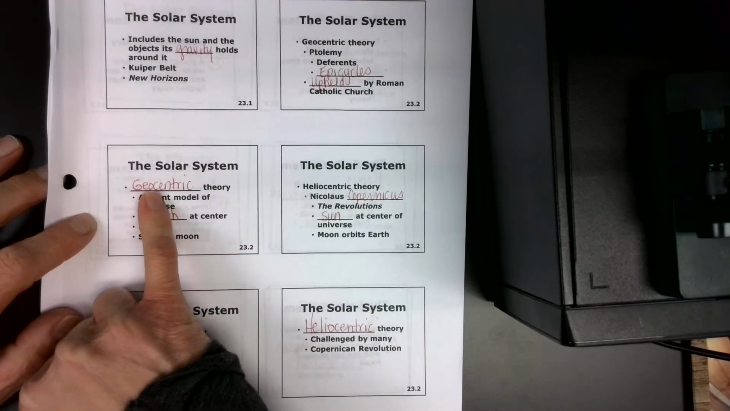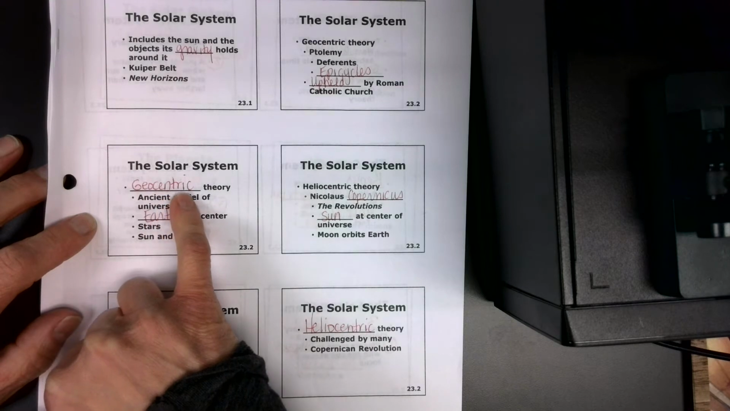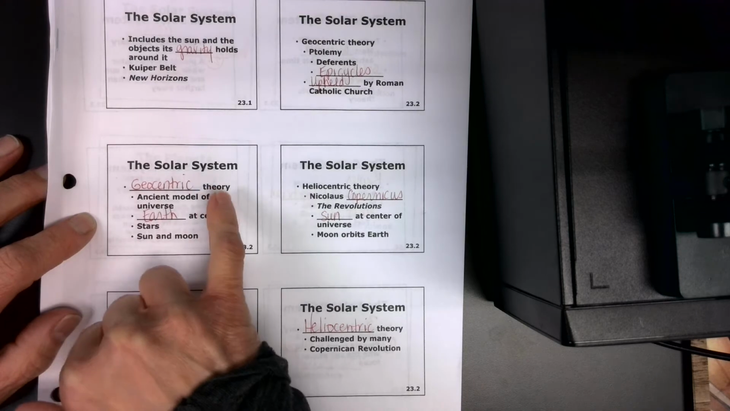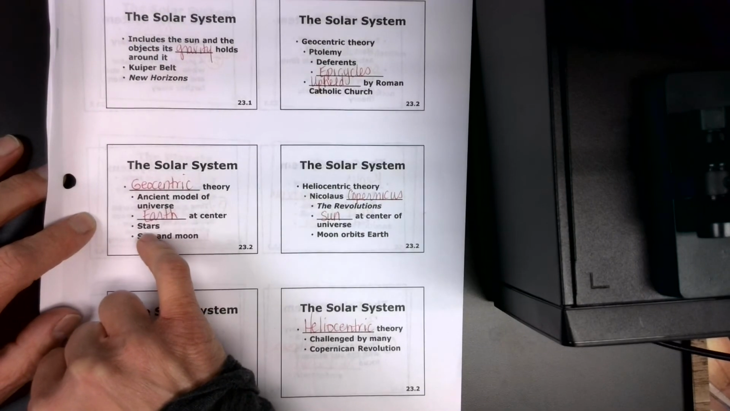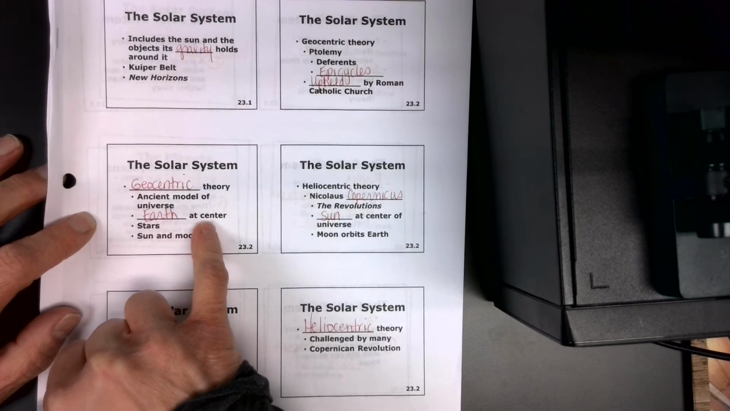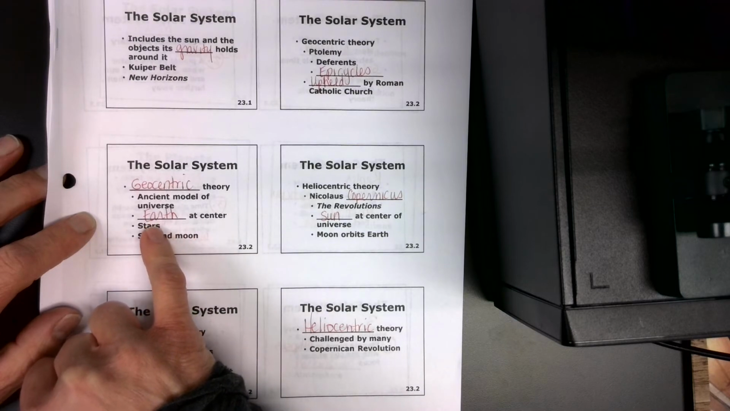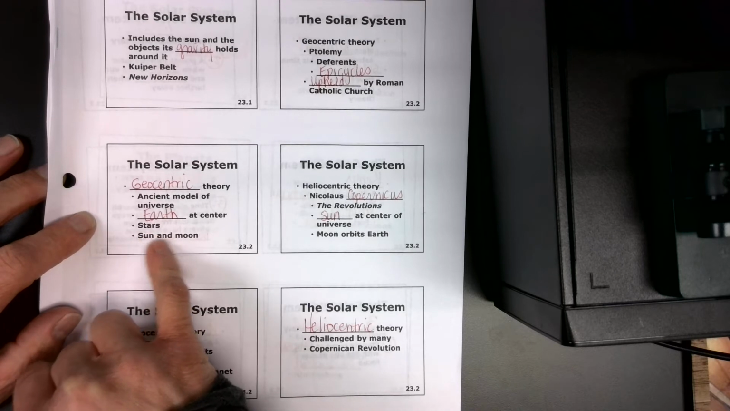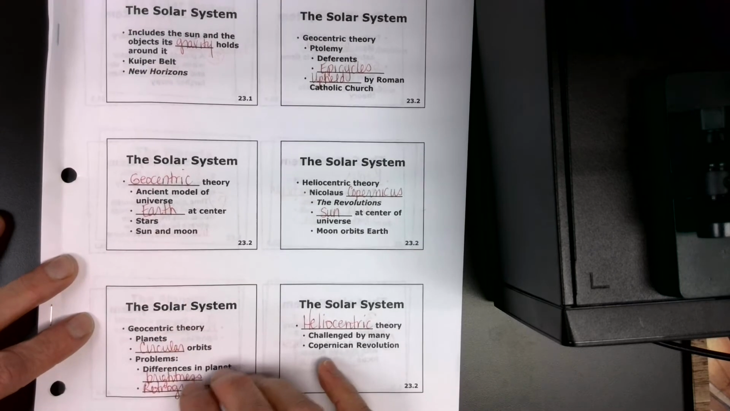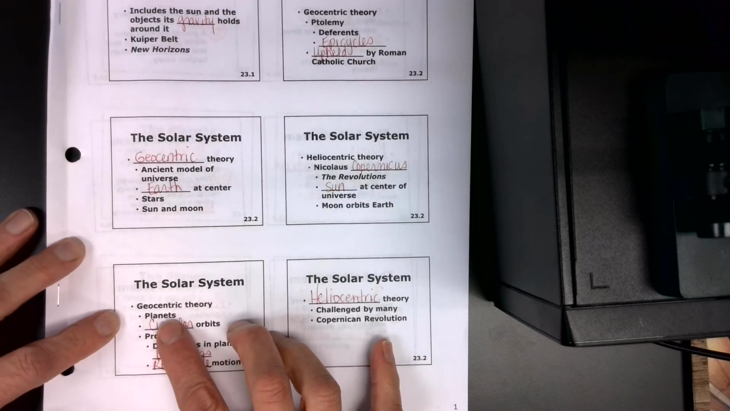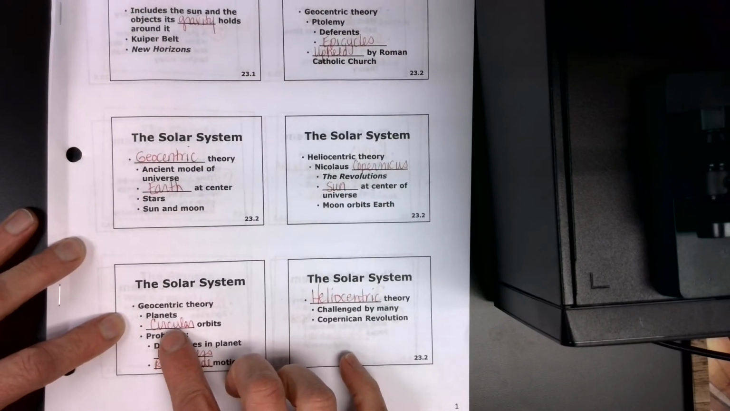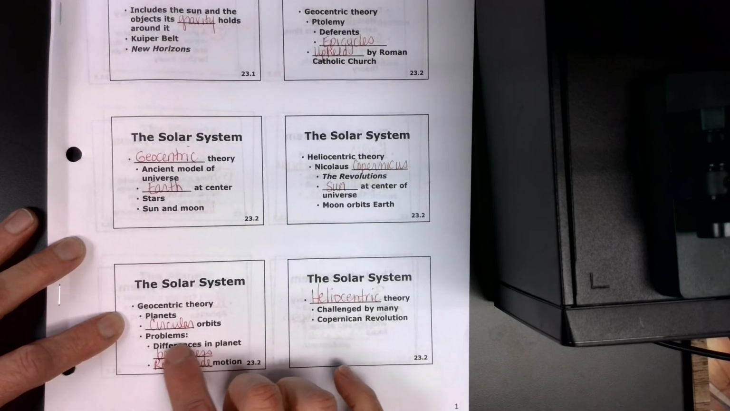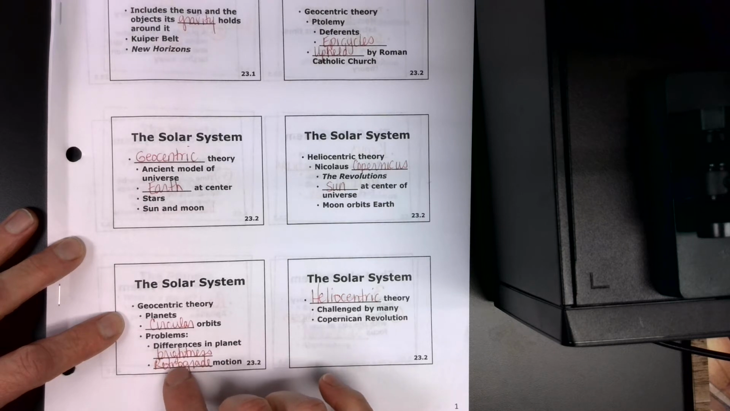I want to point out some important words here. The first word, geocentric. Geo means Earth. So Earth-centered theory. This was an ancient model of the universe where the Earth was believed to be at the center of the universe, that everything revolved around the Earth. All the stars, the sun, the moon. The geocentric theory would have believed that planets had circular orbits, and there were some problems with that.